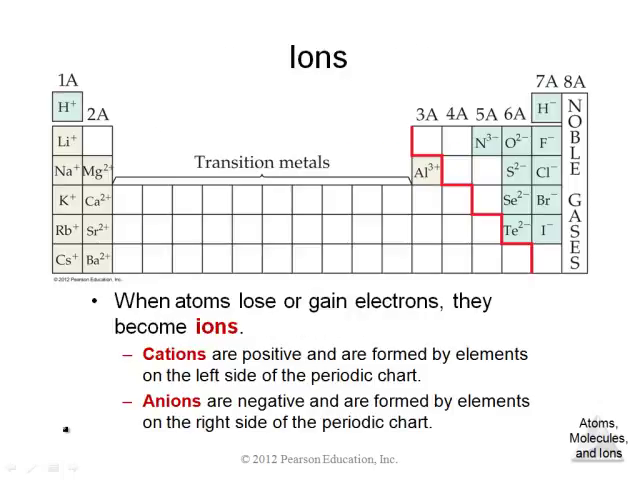Now the next topic we will look at is ions. So far we were focusing only on atoms. Now we are going to look at what are ions. So when a neutral atom loses or gains electrons, it forms an ion.